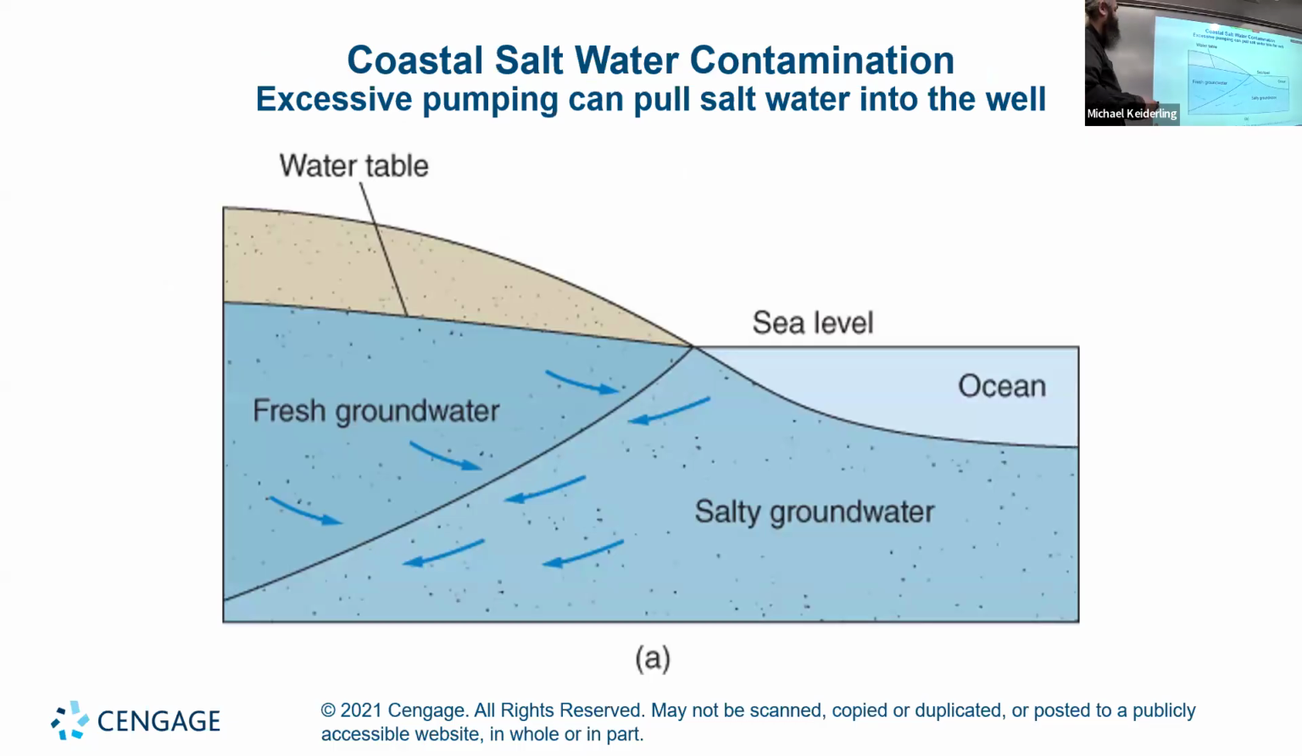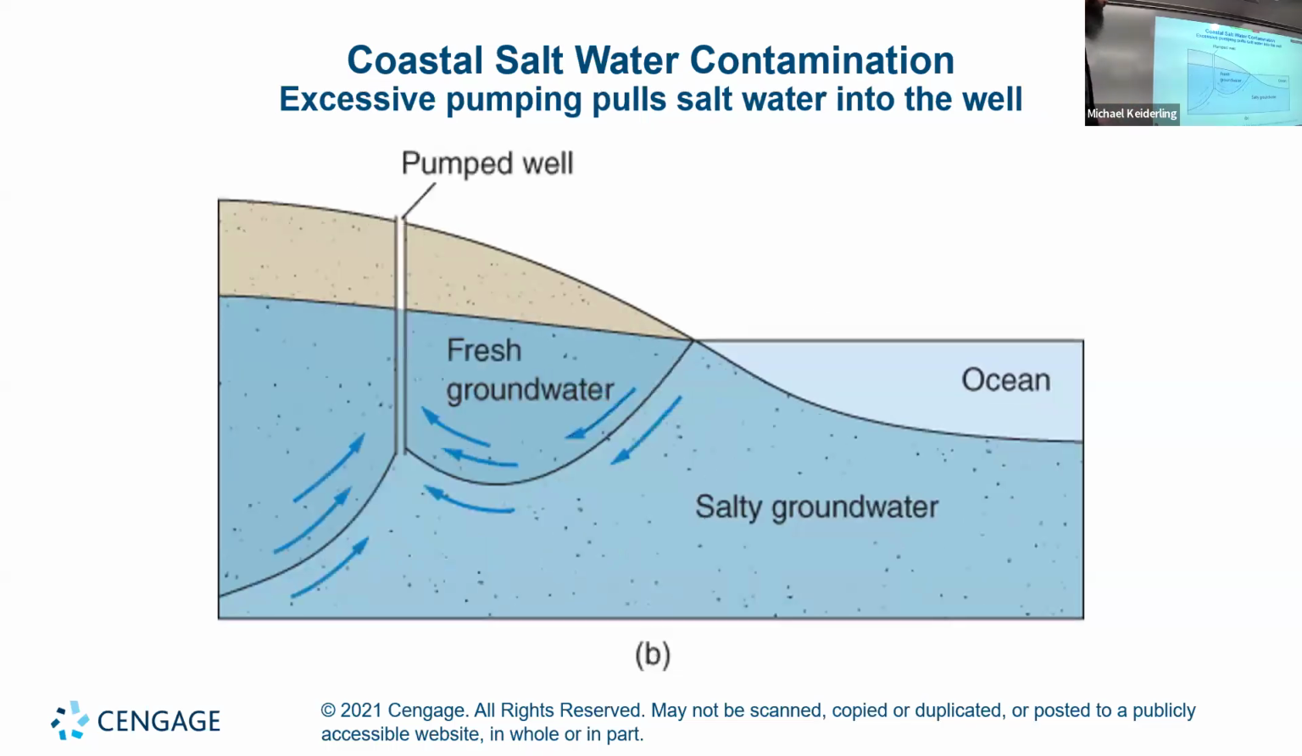So here you have fresh groundwater sitting on top of salty groundwater near the coast. And if you overly pump, you pump all the fresh groundwater out and the salty groundwater moves in. And then suddenly your well is contaminated with salt and there's nothing you can do about it.